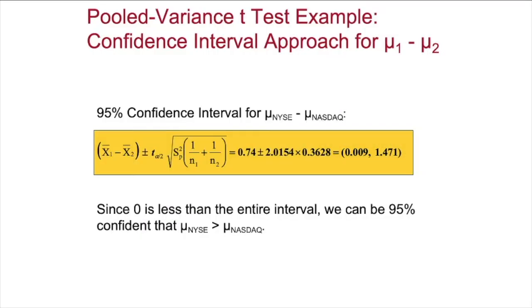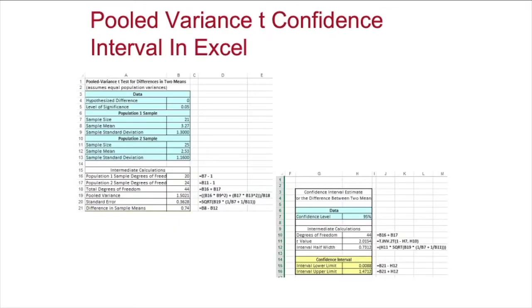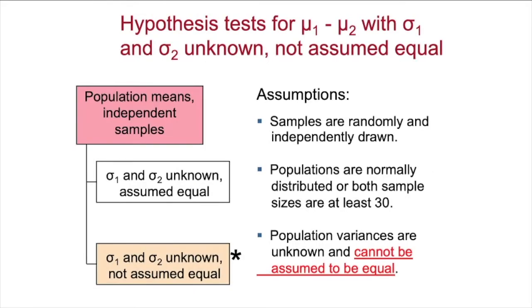0 is less than the entire interval, and we are 95% confident that the mu of the NYSE is higher than the mu of the NASDAQ. What does this look like in Excel? Well, again, you're going to have these templates, and you will use them the same way as you did for one sample.